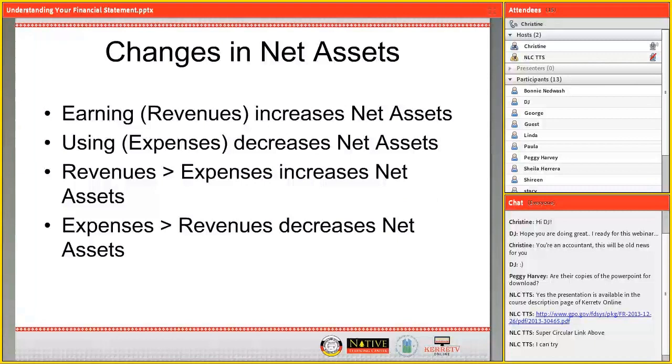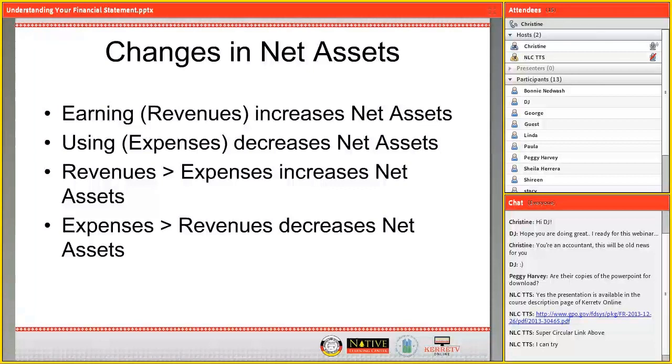Changes in net assets, which is also net position, which is also fund equity. All of those words, for your purposes, are interchangeable, okay? If you are a CPA, if you are an auditor, yes, they do each have different meanings. But if you are just trying to understand your financial statement, don't worry about that part. Just go with it. Call it whatever works in your head.